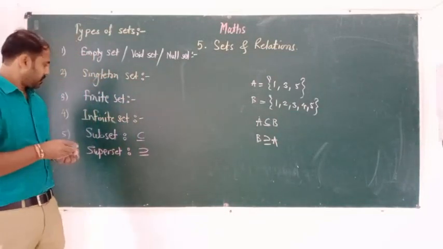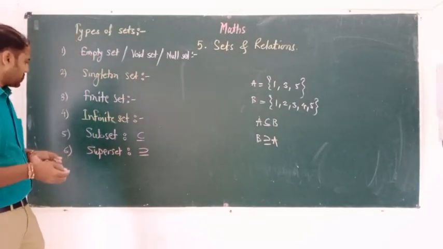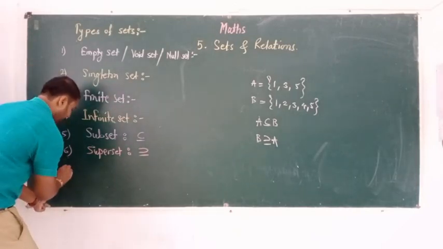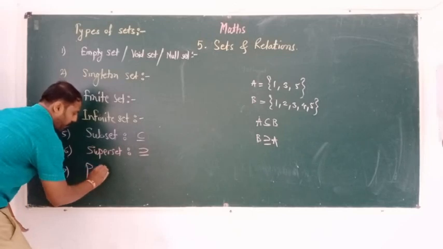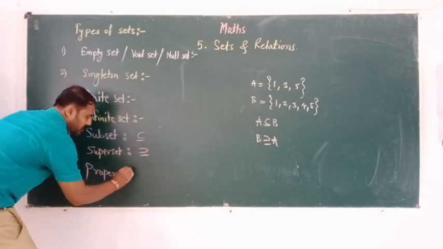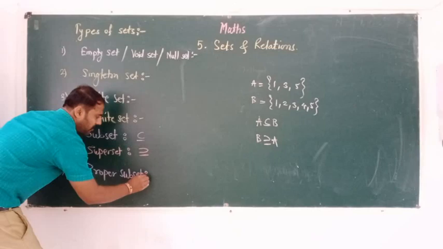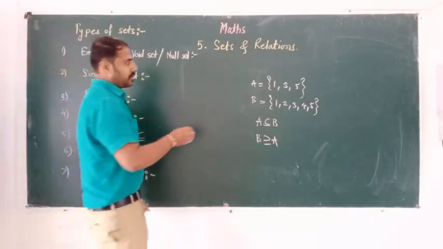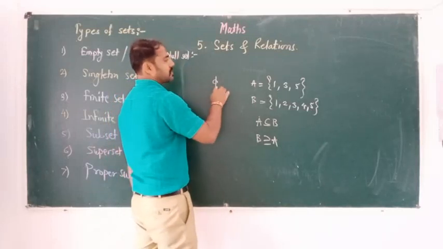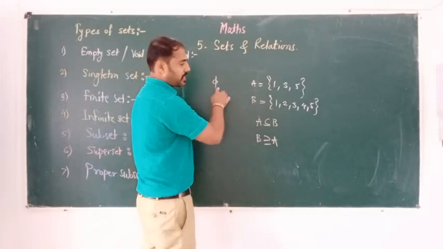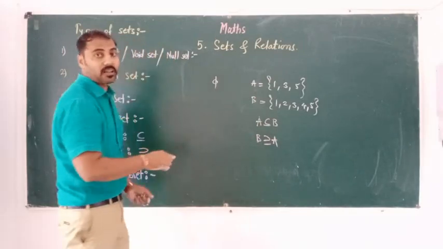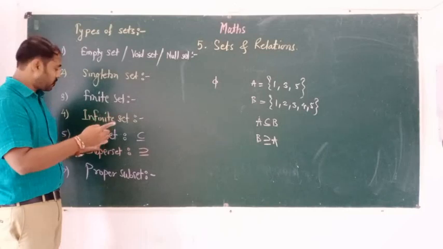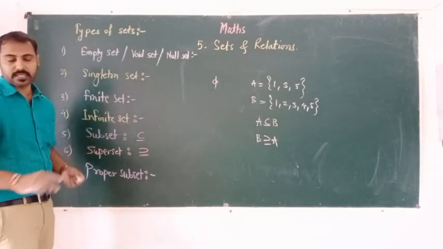Now next type of set is seventh type, proper subset. Here remember phi is subset of all sets. Phi is clearly subset of all sets.